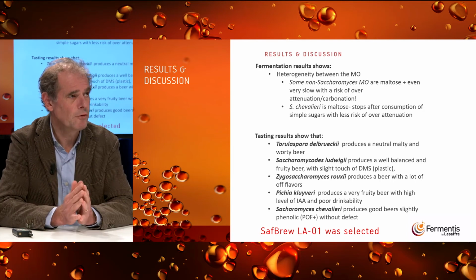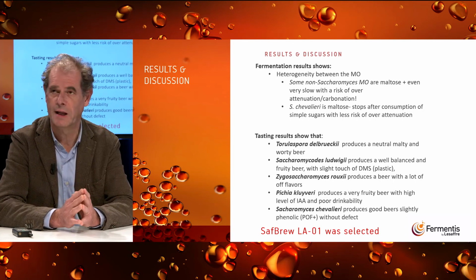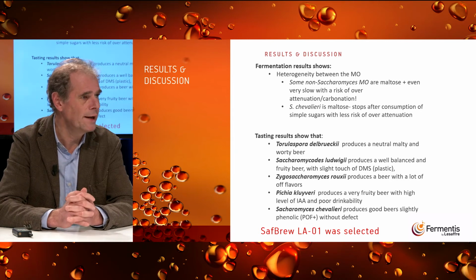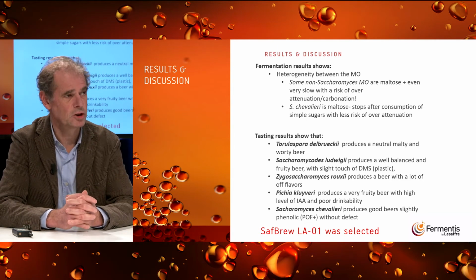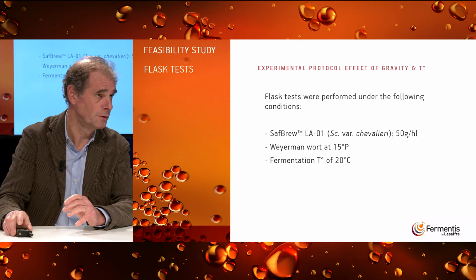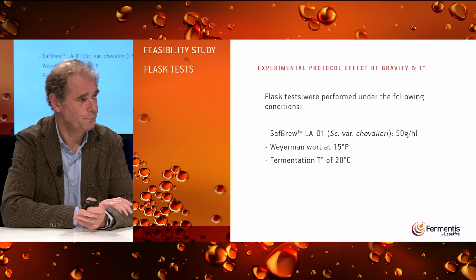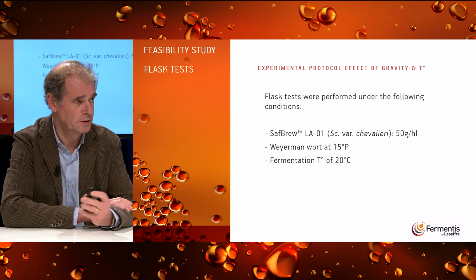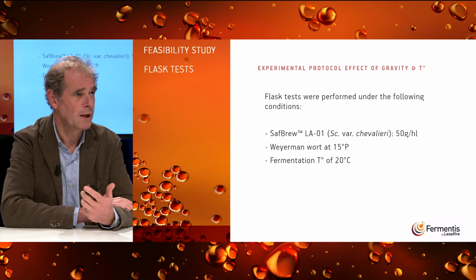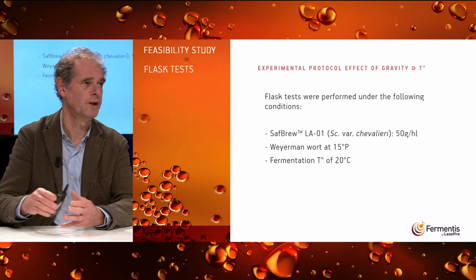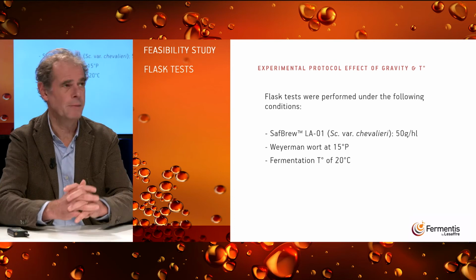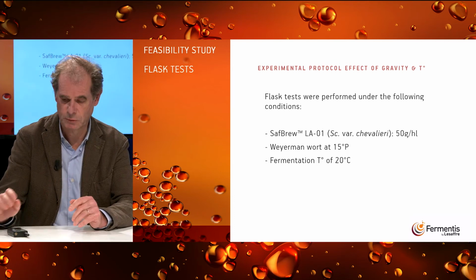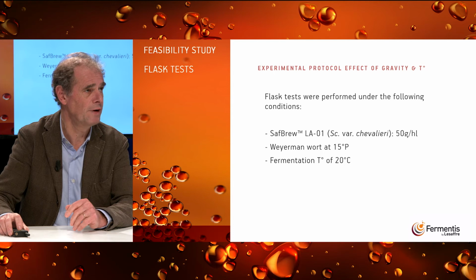So today, from all those microorganisms, we have selected the SafBrew LA-01, which is the chevalieri, for the rest of our protocol. In this experiment, we will use the SafBrew LA-01 at 50 grams per hectoliter in a Weyermann wort of 15 Plato, and we will ferment it at 20 degrees C, realized in flasks.